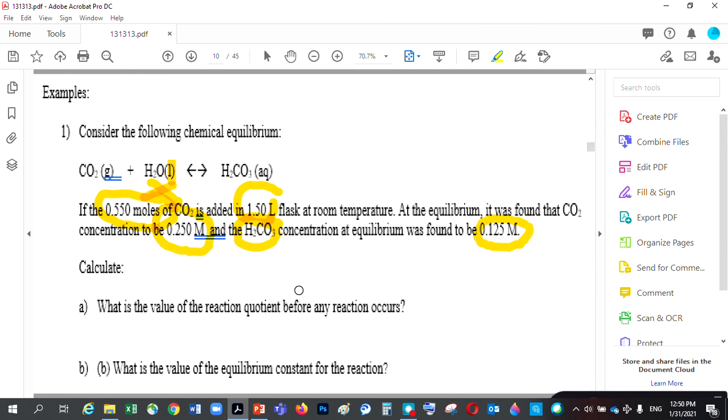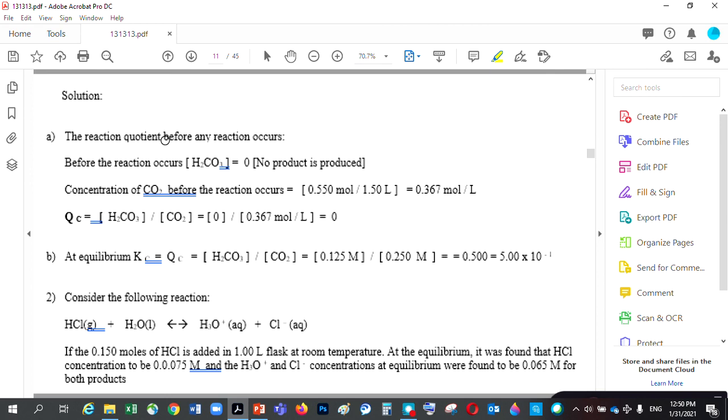So calculate the value of the reaction quotient before any reaction happened, and what is the value of the equilibrium constant of the reaction? So here is QC, and here we have to look at KC. You can see at the beginning of the reaction there is no product, correct? We have really to note this. Before any reaction happened, this is very important, there is no product. So the product, carbonic acid, is 0 molarity.